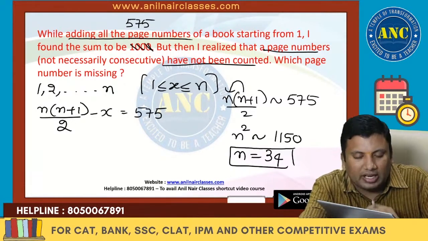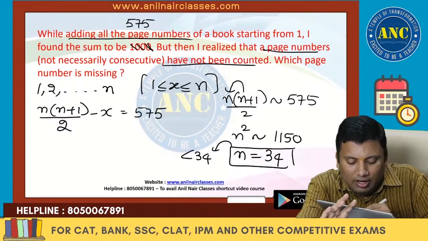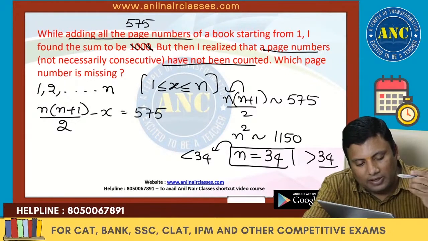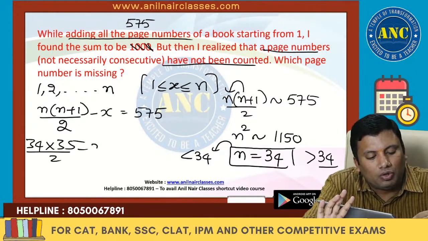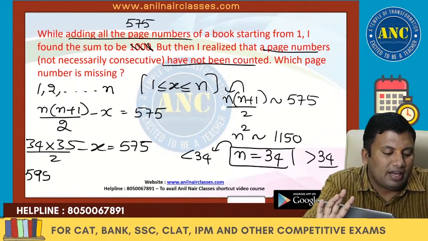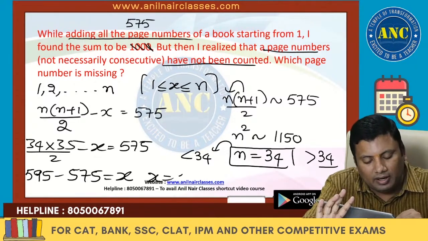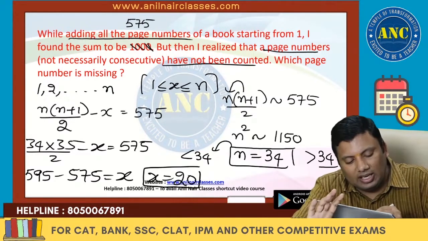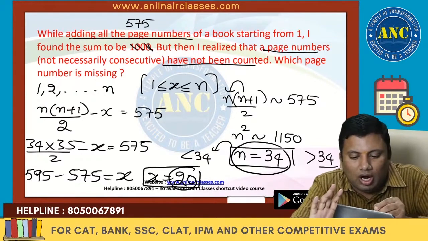Why did the approximation become equal? There cannot be a value less than 34, and there cannot be a value greater than 34. I will tell you why. First, let me substitute 34. So 34 into 35 by 2 minus x is 575. 595 minus 575 is x. The number which he forgot to add is 20. So how many page numbers are there? 34.